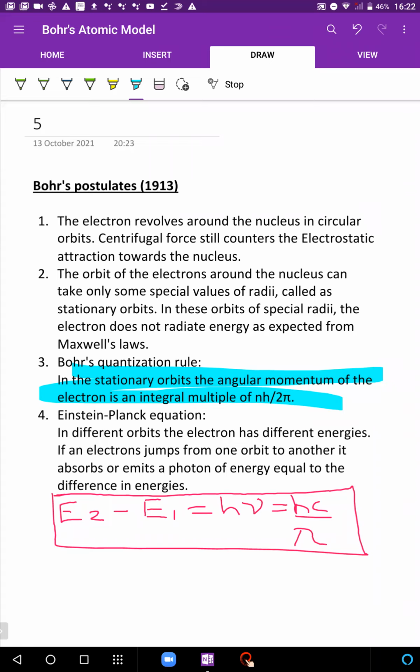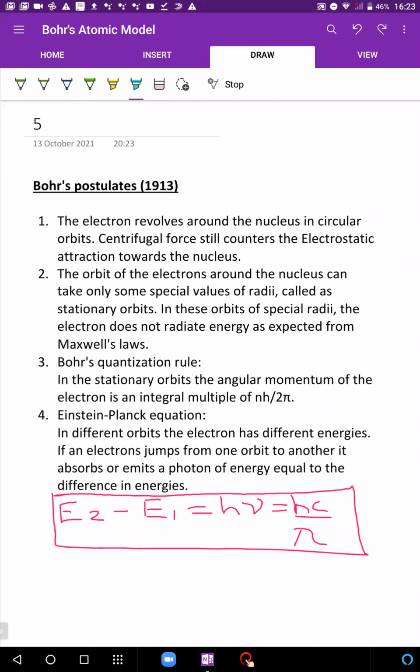When you see the formula for the radius, it is a little ugly. The formula for velocity is ugly. The one for momentum is ugly. The one for angular momentum is nice: nh by 2 pi. So that sounds like a nice headline, right? So therefore, he framed his entire working under this rule. In stationary orbits, the angular momentum of the electron is an integral multiple of nh by 2 pi. H is, yes, H is the Planck's constant. H is your Planck's constant. Okay.